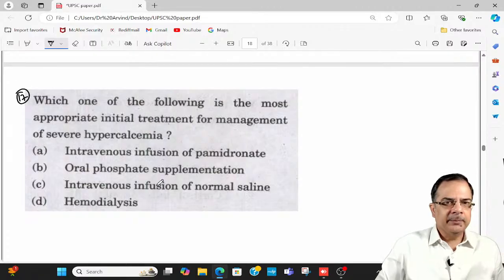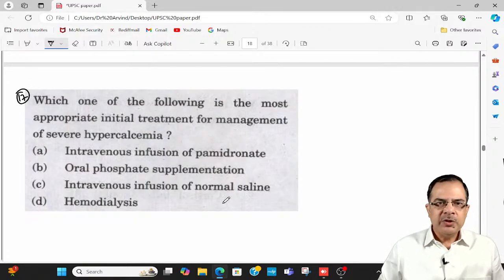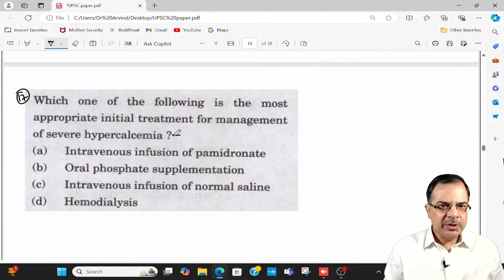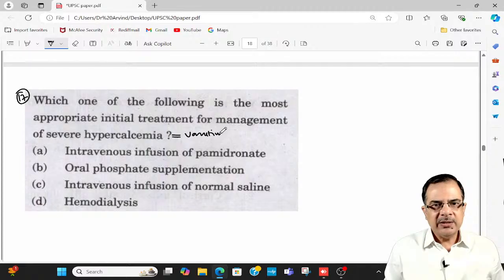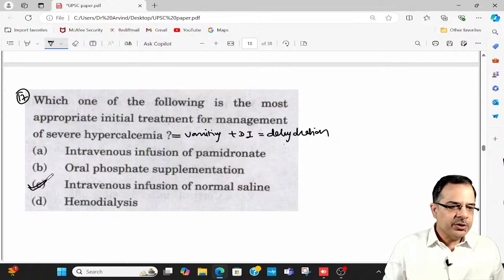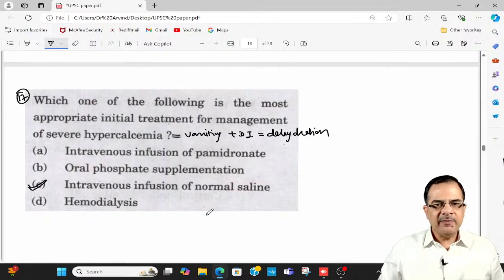Question number 17. Which one of the following is the most appropriate initial management for severe hypercalcemia? So always remember, severe hypercalcemia patients have a symptom of vomiting as well as they develop diabetes insipidus. This leads to dehydration. This is the main concern here, severe. So for dehydration, always give C option. That means intravenous fluid of normal saline should be given.